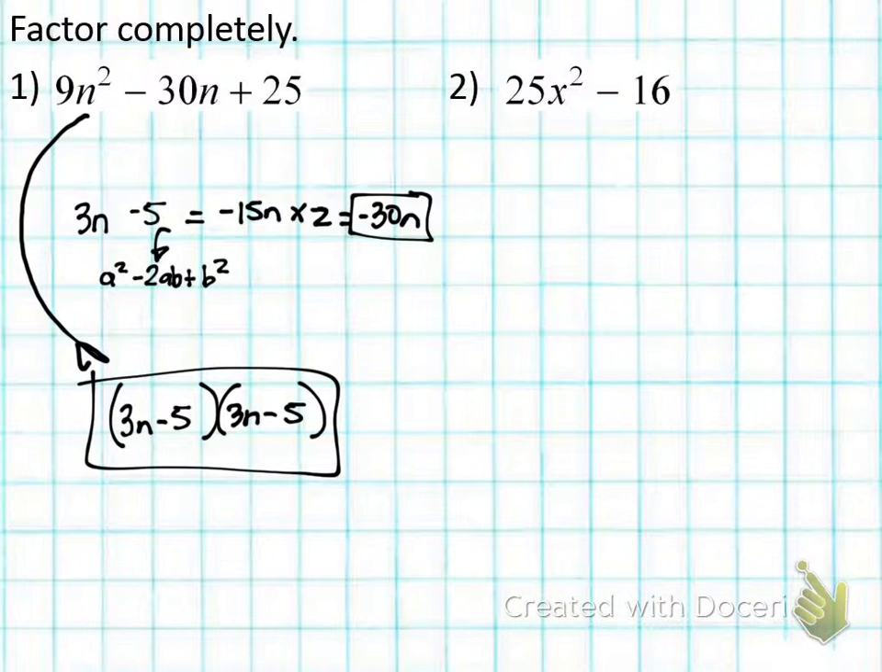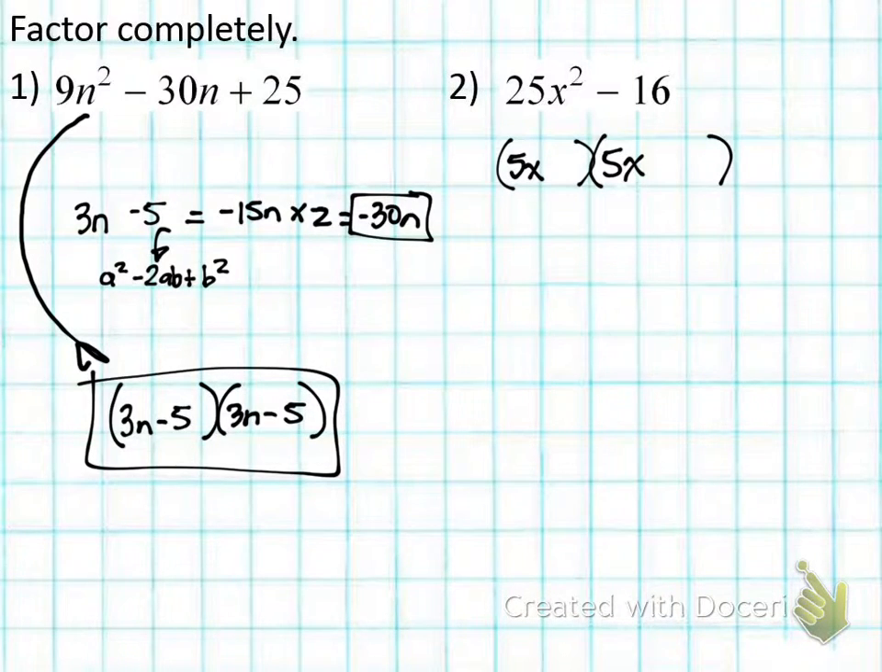On number 2, I'm noticing this is two perfect squares with a negative sign in the middle. So, square root of 25x squared is 5x. Square root of 16 is 4. Give me a moment here. So, we got 25x squared. Square root of 25x squared is 5x. We're going to write this here and here.